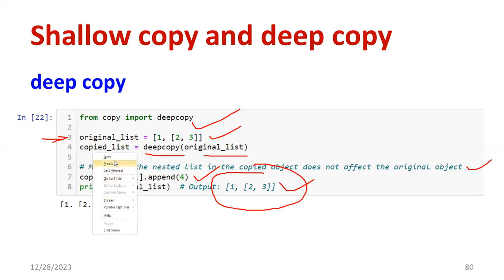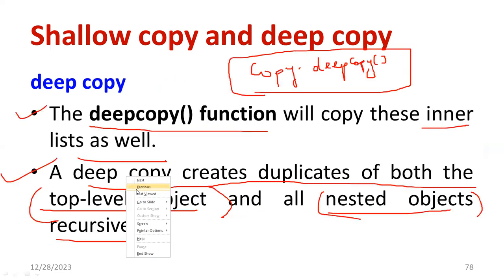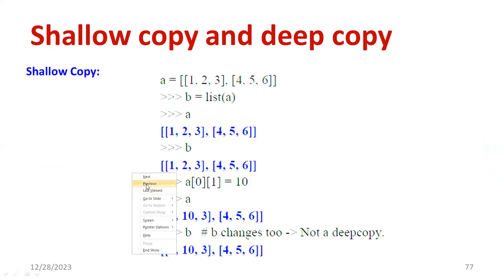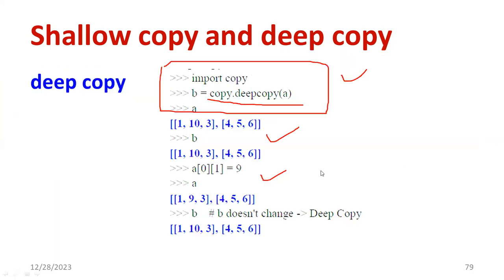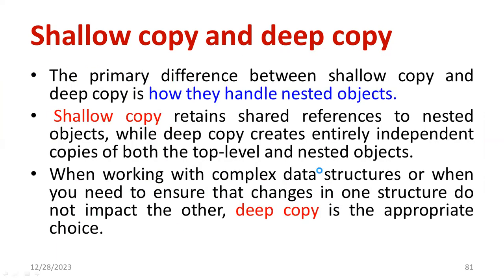But if I talk about the shallow copy, please refer to this slide. Okay, here you can see. I'm trying to append after copying. Then what will happen? The output is getting changed. Okay, so that you can verify. That's the difference between shallow copy and deep copy. The primary difference between shallow copy and deep copy is how they handle the nested object. That's a major difference.